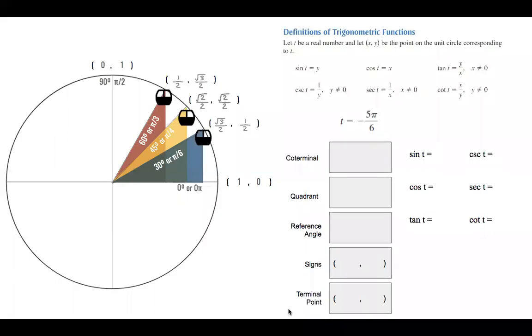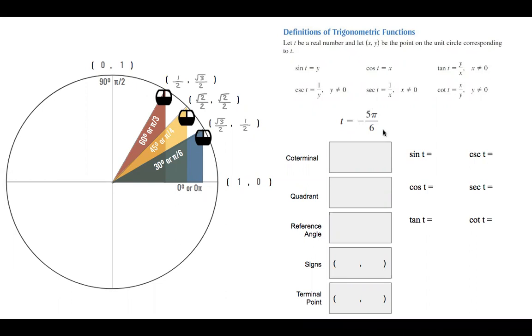Hello. In this video, we're going to see how to find the trigonometric functions based on the terminal point of a given angle. There are several approaches, several methods that you could use, but we're going to use this one here. The angle that we're given is minus 5 pi over 6.